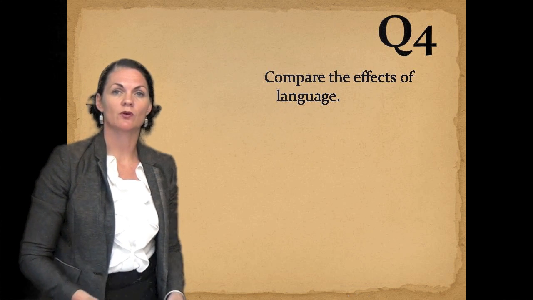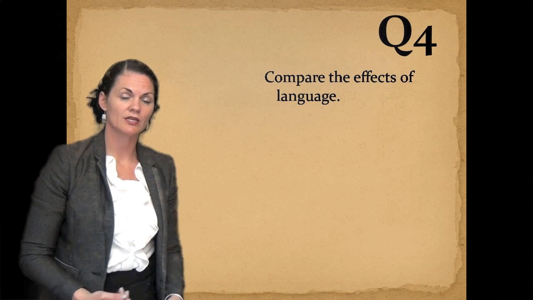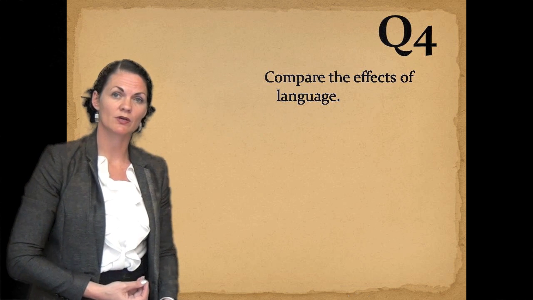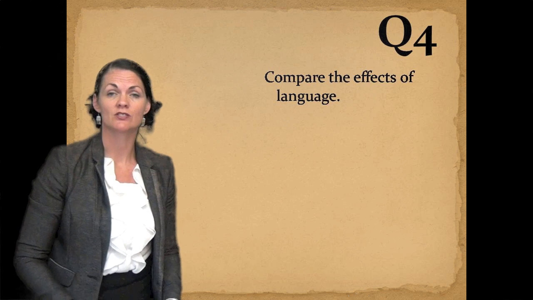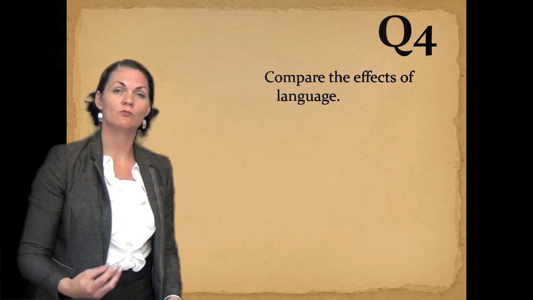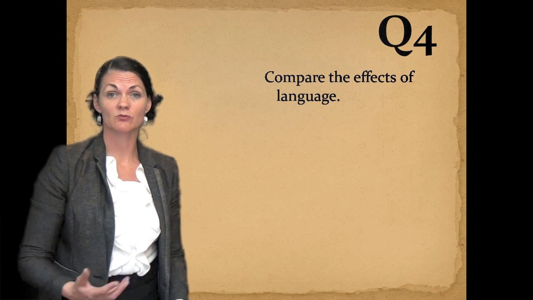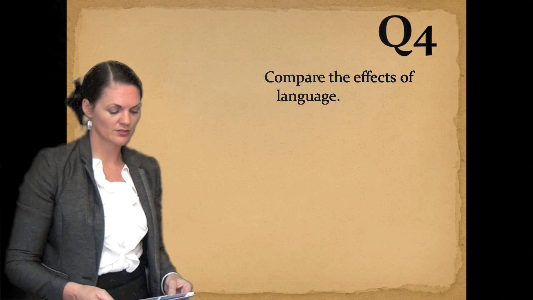Okay, so question 4. It's the most difficult question in the paper. Students really struggle with it. It's asking you to do a lot. This is a higher tier paper. It is assessing your ability to understand language, so it's really important that you pick out some of those higher tier language, basically. So it asks you then to compare the use of language.